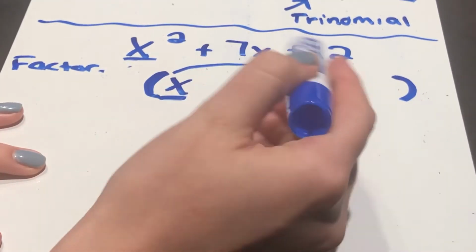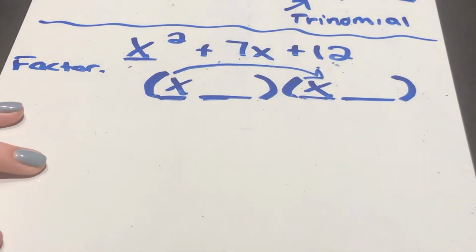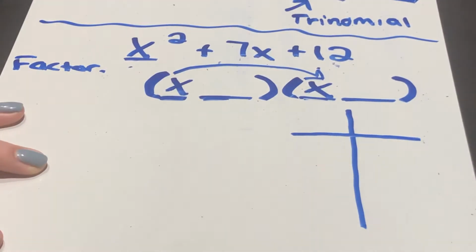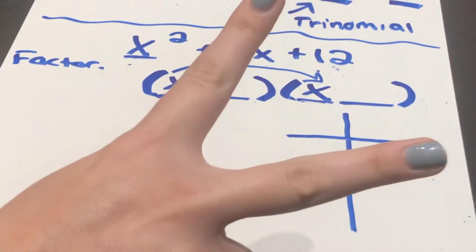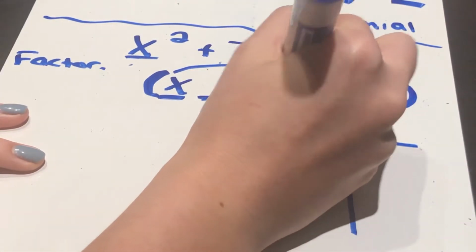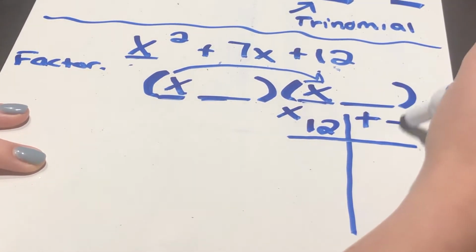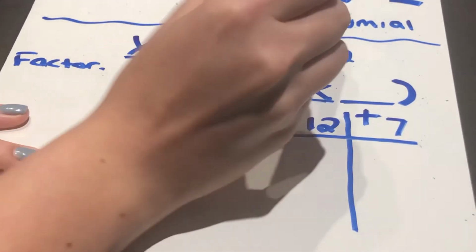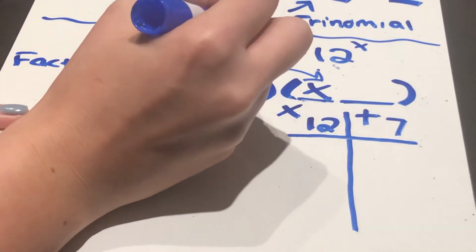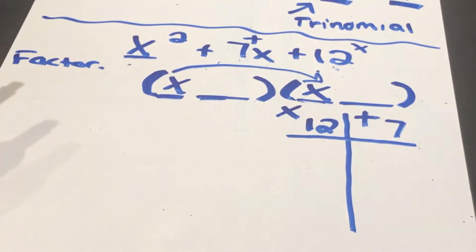Now here's how you find these numbers, because we don't really know what goes here and here, so we have to fill in the spots. You make a little chart. Now, you need to find two numbers, because we have two spots. We need two numbers that when you multiply them, you get 12, but when you add them, you get 7. So let's think of two numbers that multiply to get 12.